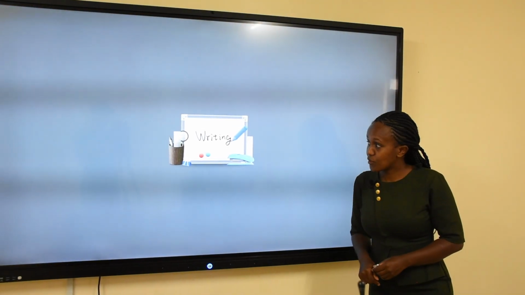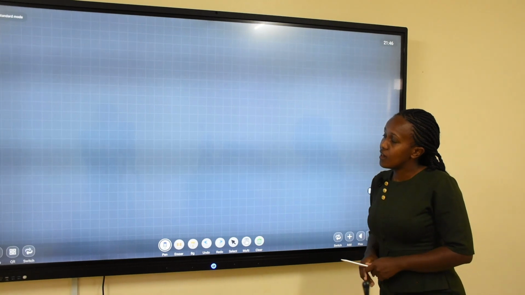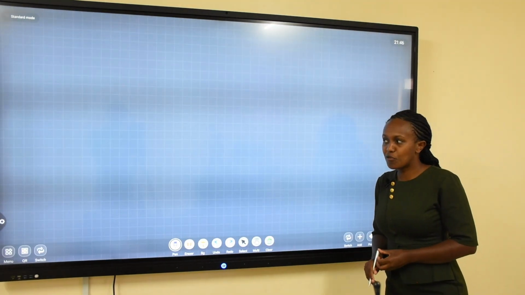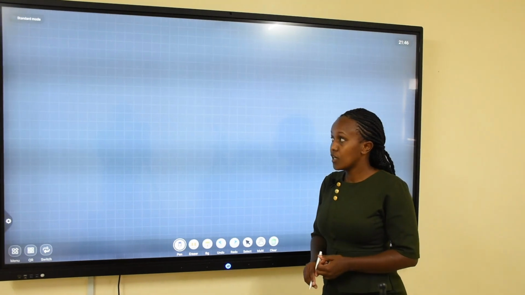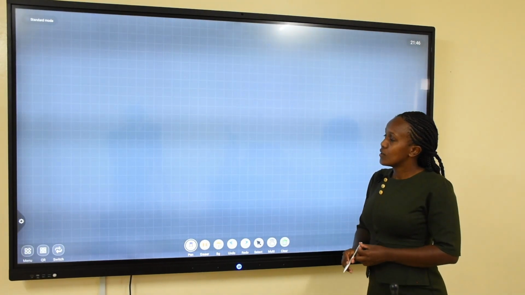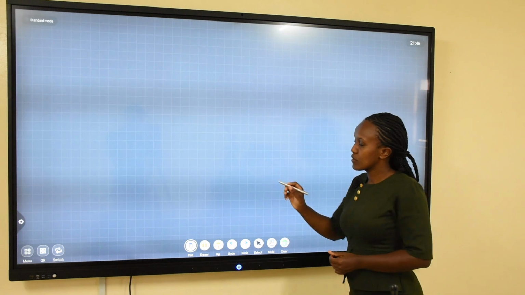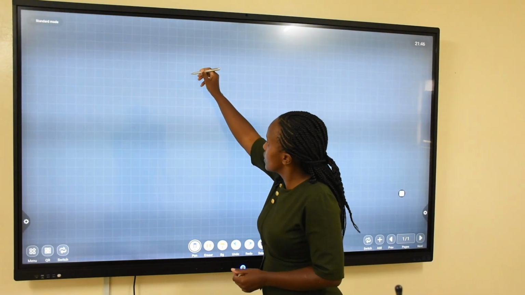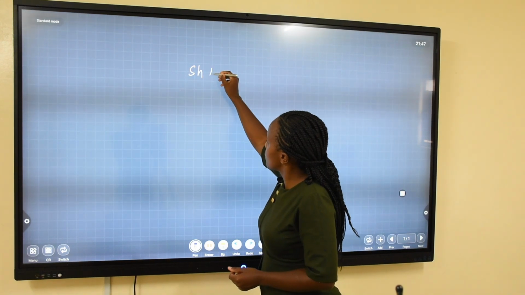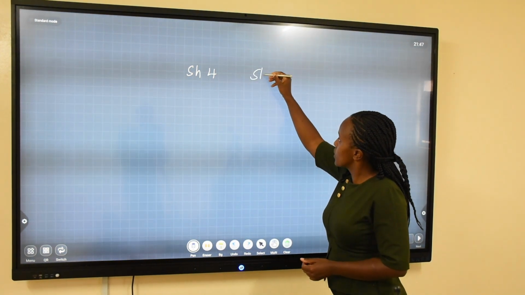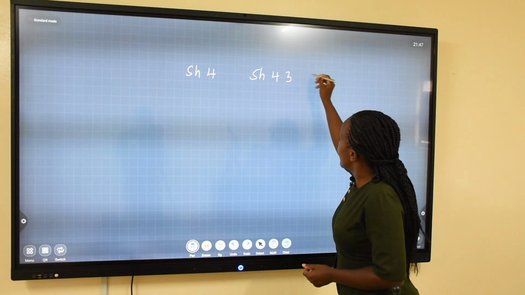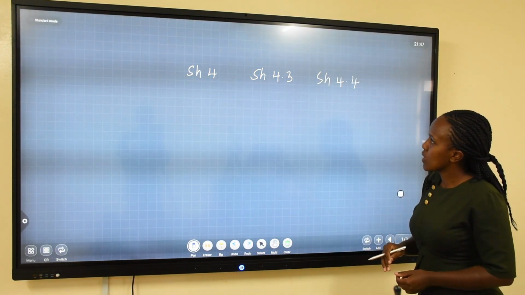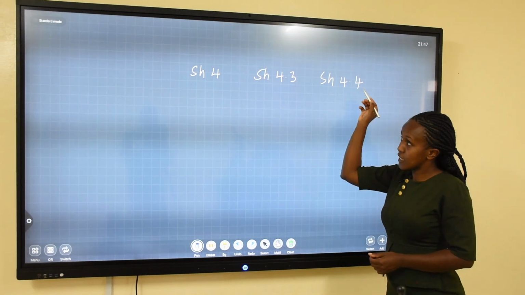So we are going to compute the question. To begin with, we want to develop that payoff matrix that I've spoken about. Our payoff matrix is going to be in the form: here on this side you're going to have shillings 4, shillings 4.3, and shillings 4.4. Then these are the alternatives.